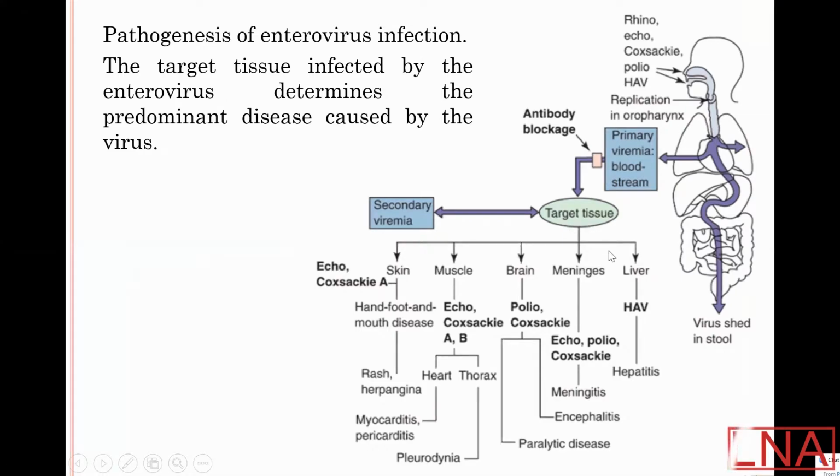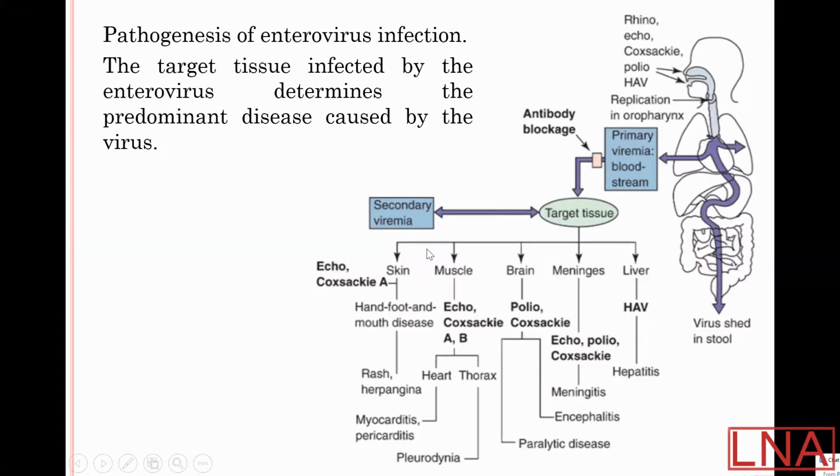The target tissue can be different. For our today's poliovirus, it can be the brain. Not exactly the brain, sometimes it's just nervous tissue. And for Coxsackievirus, it also sometimes happens. It causes following symptoms such as encephalitic or paralytic diseases.